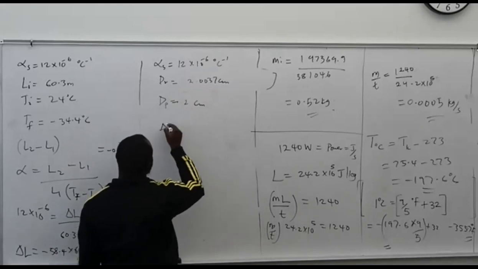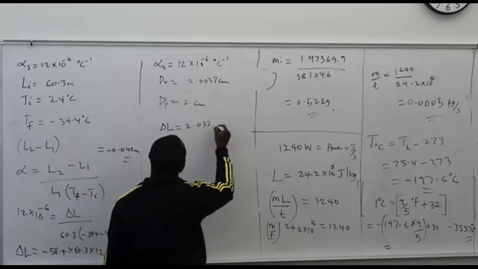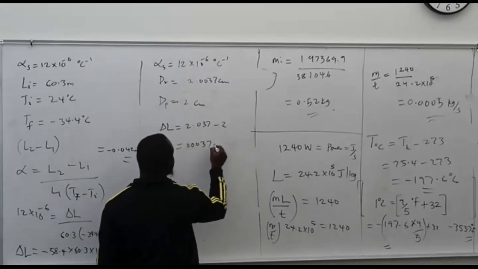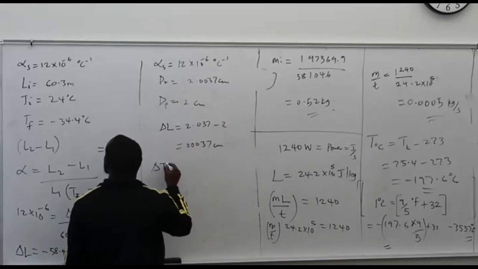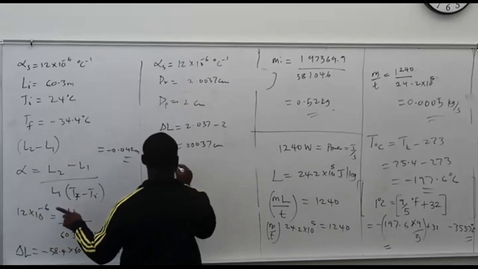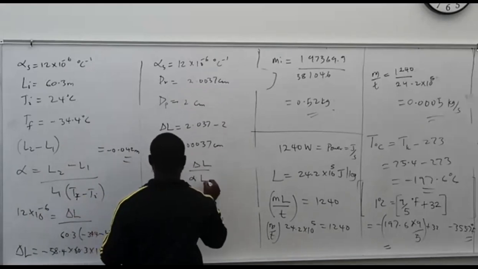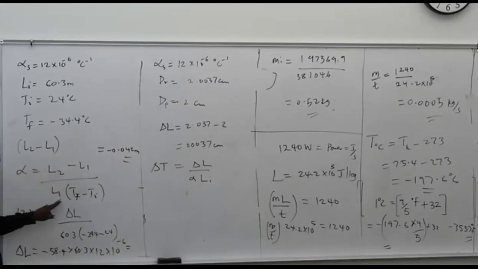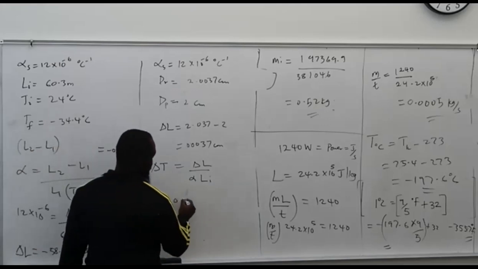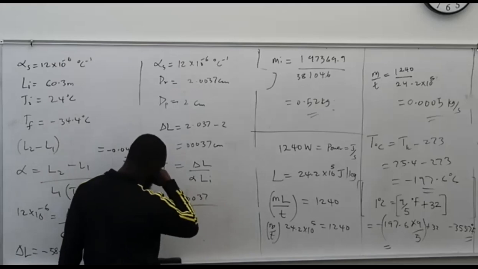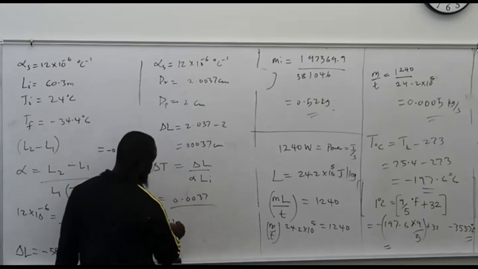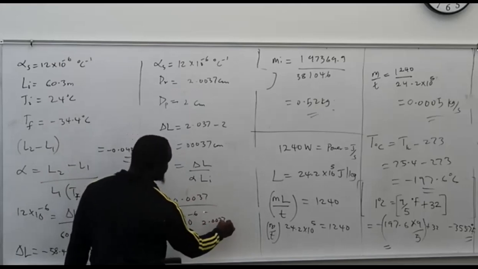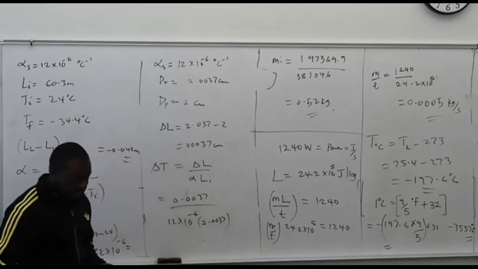So we're going to have our delta L to be 2.037 minus 2, 0.037. Okay? 0.0037 centimeters. So they're asking us for delta T. From here, we know delta T is delta L over alpha L initial. So delta T, which is this guy, is delta L, which is on top, over alpha L initial, okay? 0.0037 over alpha, which is 12 times 10 to the power negative 6, times the initial, 2.0037. Yep. So let's do that and see what we get.